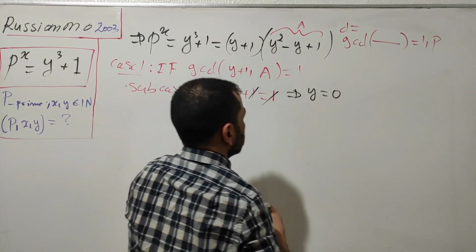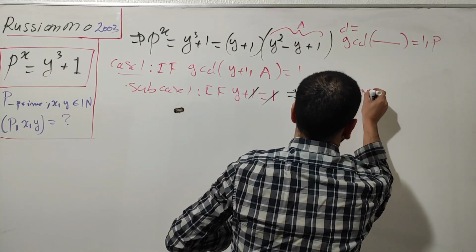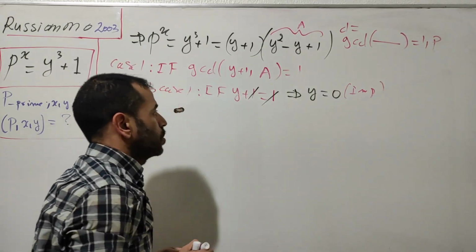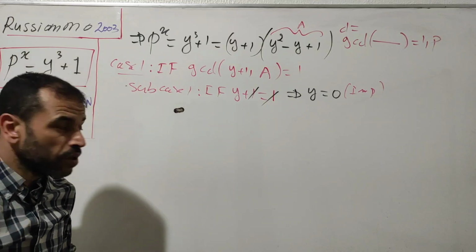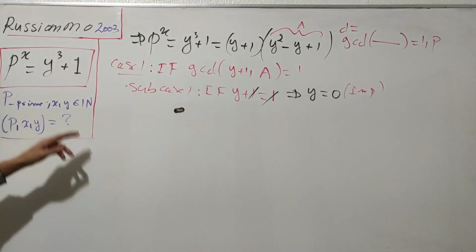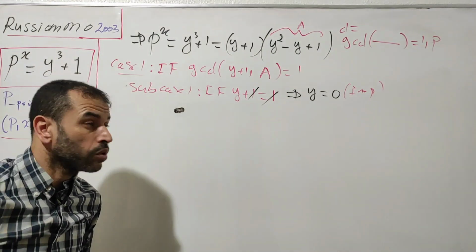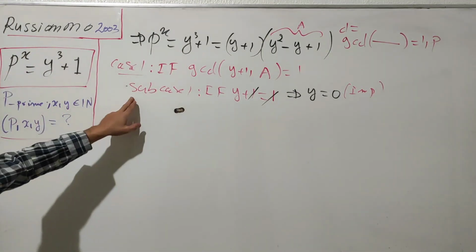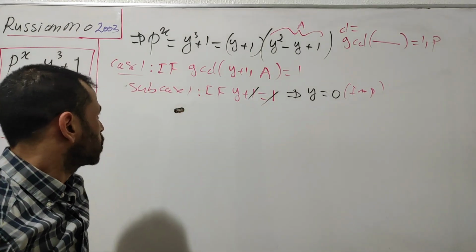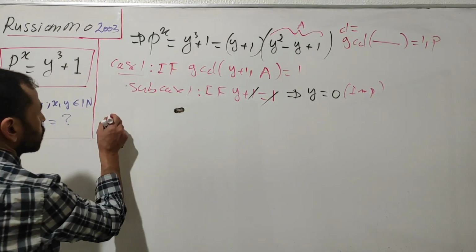This is clearly impossible, because the first thing, y as a natural number, cannot be 0. The second thing, if I replace y with 0 here, I get p to the x equals 1, which is impossible, since a prime cannot equal 1. Okay, so this case doesn't work. Let's move on to the second case, which is sub case number 2.